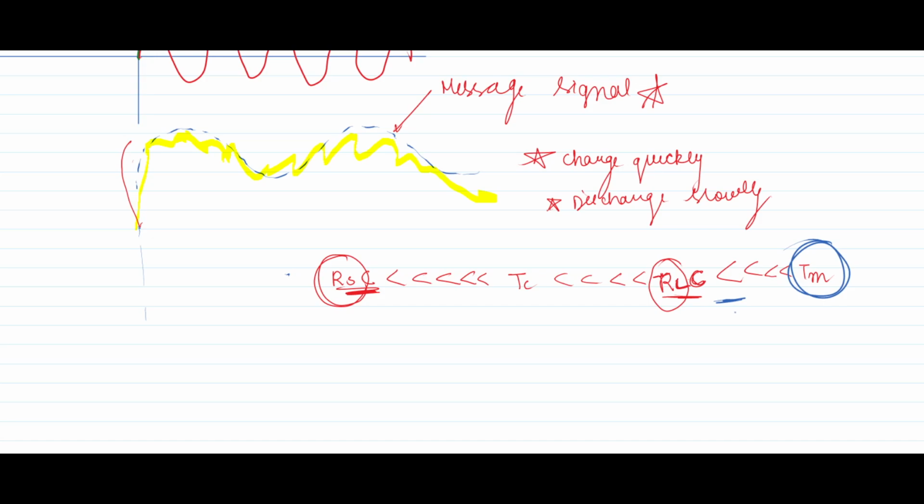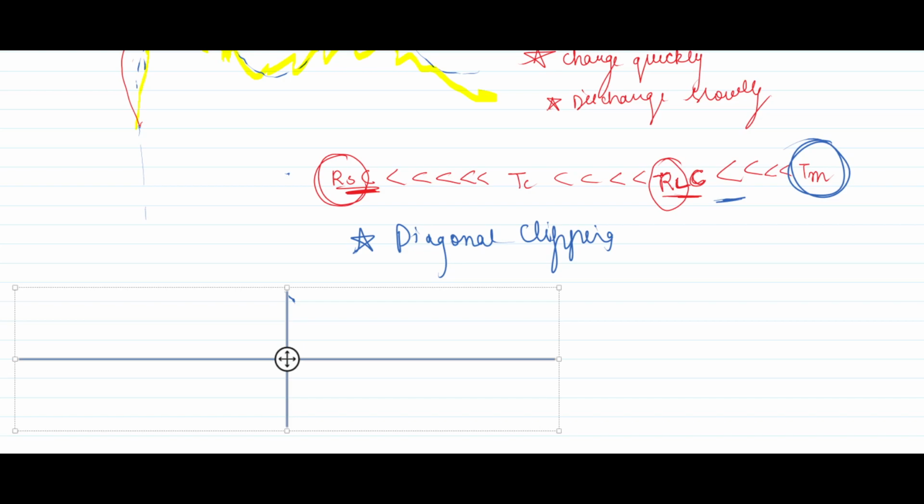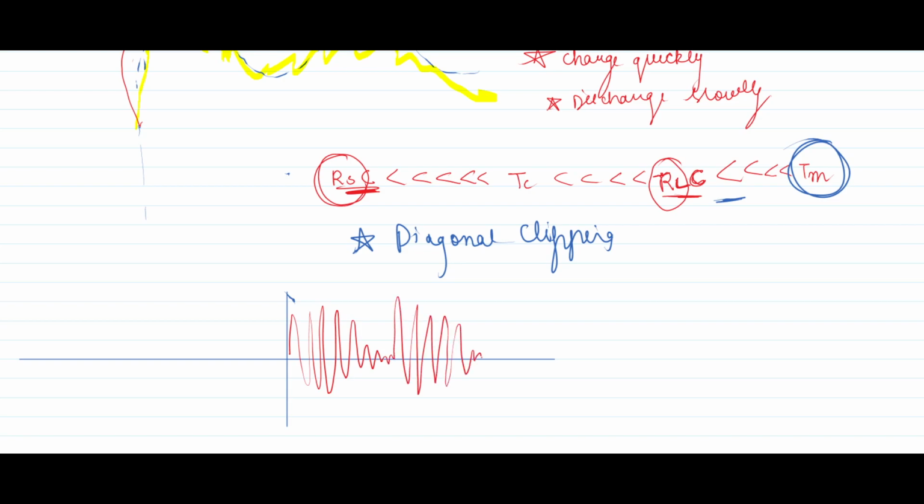It can be explained with the help of the concept of diagonal clipping. I should explain it again graphically, it would be easier. This was the carrier signal which was modulated, and this was the message signal. The carrier signal had been modulated along the amplitude of the message signal.